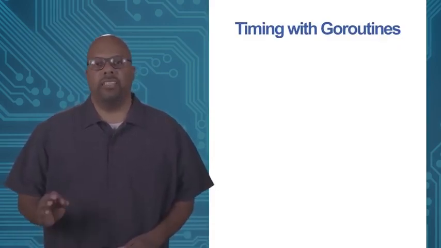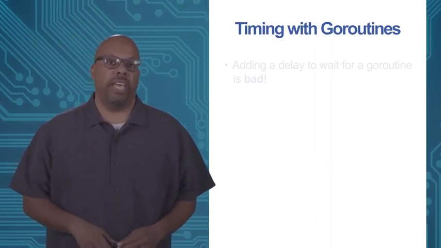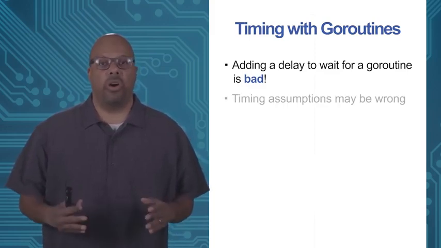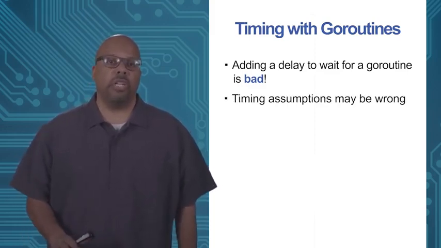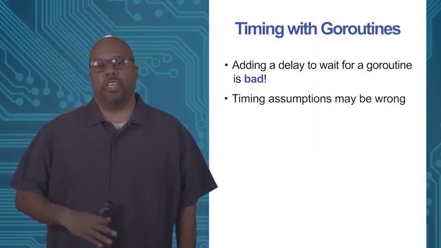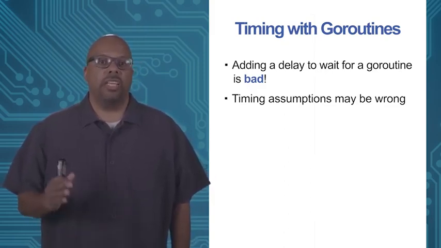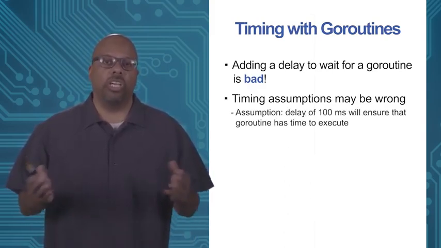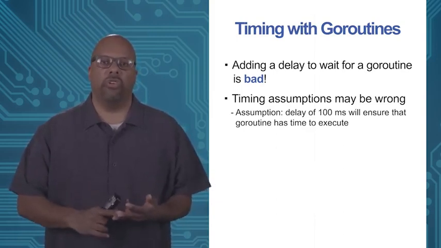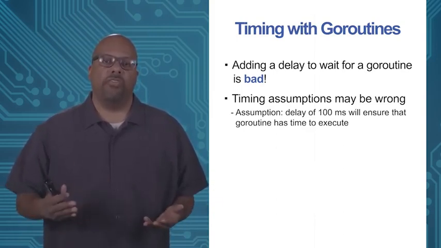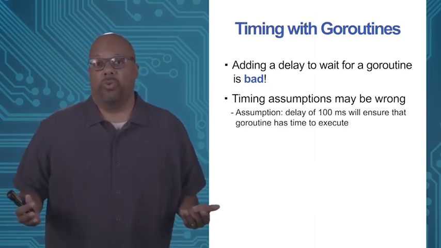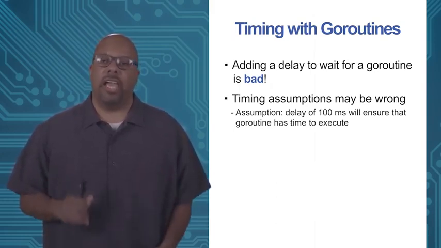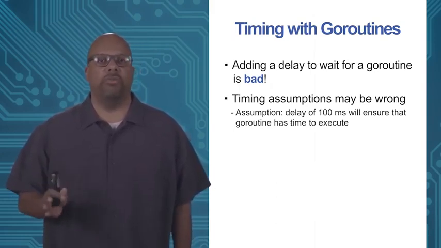Doing what I did, adding a delay like that to wait for a Go routine, is bad, bad, bad. The reason is that you're making assumptions about the timing, and your timing assumptions may be wrong. The big assumption I'm making is that the delay of 100 milliseconds, which I injected in the main Go routine, will be enough to ensure that the new Go routine has time to execute. I also assumed a certain behavior of the scheduler. I said, if I force main to delay for 100 milliseconds, the Go runtime scheduler is of course going to schedule this other Go routine that I've created. I assume that. I don't know that. I don't know how they've implemented it, but I assume it.